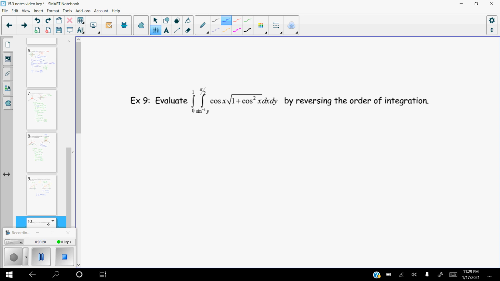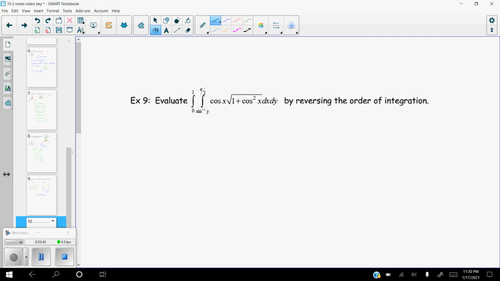We want to evaluate the integral from 0 to 1, integral from inverse sine of y to pi halves of cosine of x over the square root of 1 plus cosine squared of x dx dy by reversing the order of integration. All right, so this one's going to take a little bit of work because we got to figure out what this thing looks like.